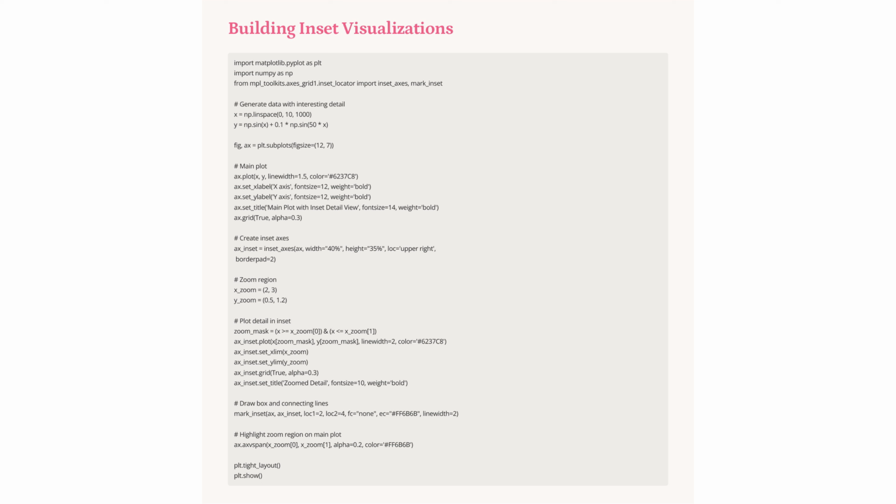Use Matplotlib to create a main plot and an inset with inset_axes. Focus on a specific region by defining zoom parameters. Employ mark_inset to connect the main plot and inset, ensuring clarity. Highlight the zoomed area on the main plot for emphasis.